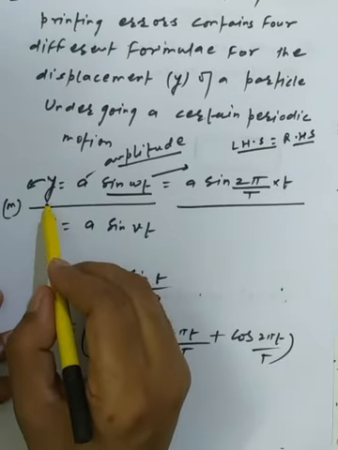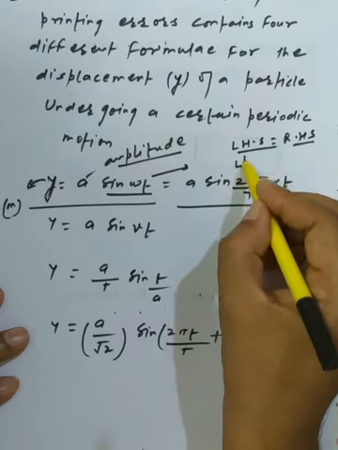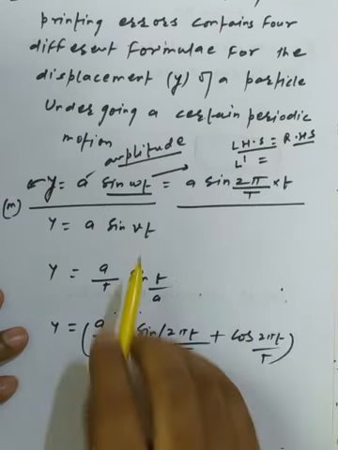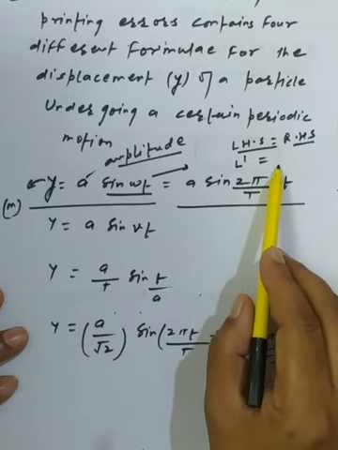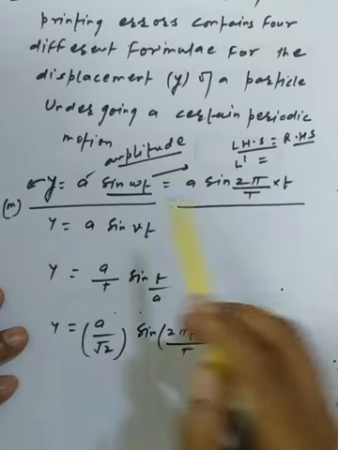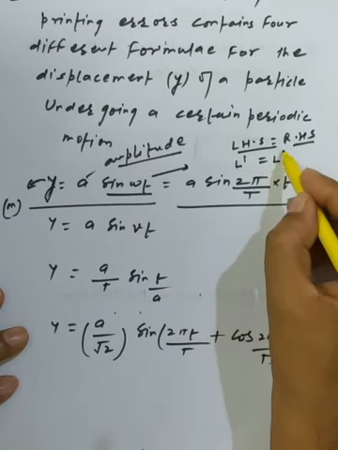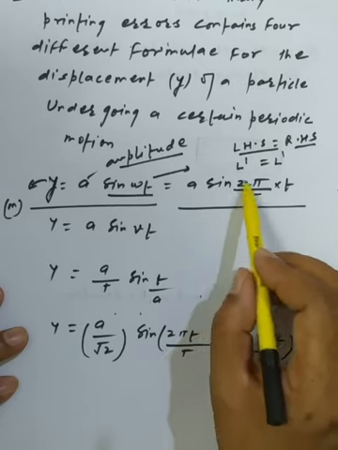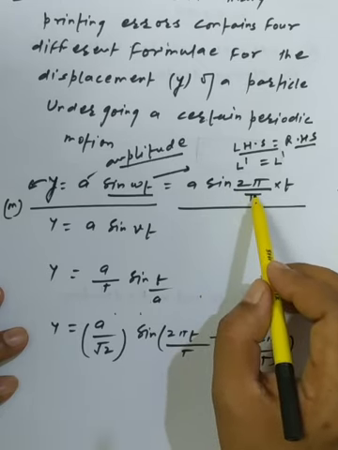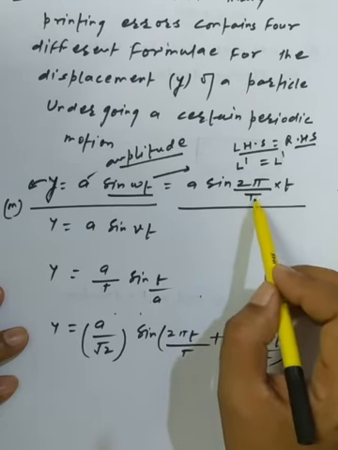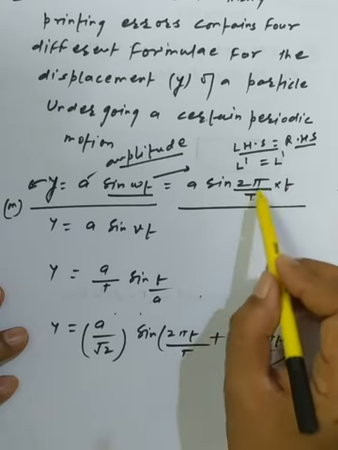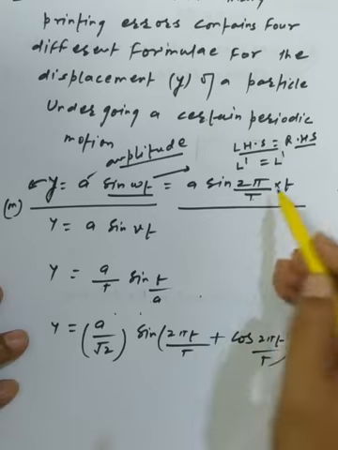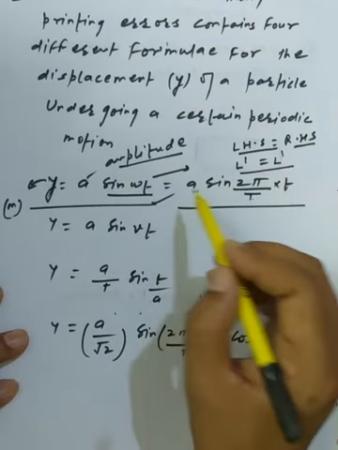So on the left hand side we have the dimension L1, because displacement has the dimension M0 L1 T0. Now we make the comparison with the right hand side. A is the amplitude, which is a length, so it has dimension L1. And here we have the trigonometric ratio, that means an angle. Angle is a dimensionless quantity, and obviously T by T cancels, so we have only the angle, which has no dimension. So the formula which is given is correct.